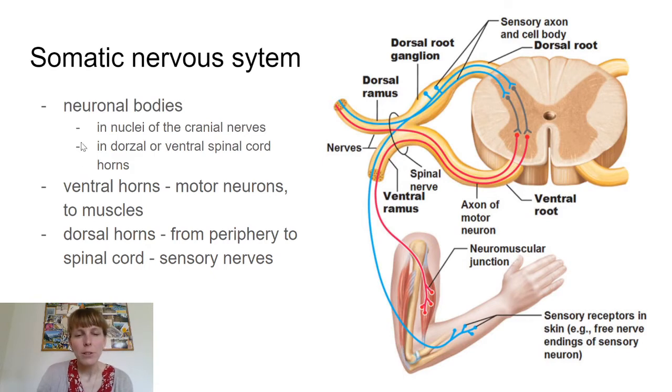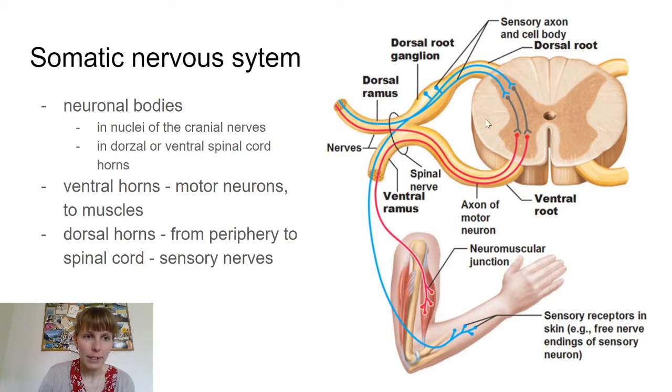In the somatic nervous system, we already saw the motoneurons sitting inside the spinal cord, but there are also cell bodies in a ganglion. We will not be looking at this one. You will be looking at it in the second year histology course. However, you should know that it exists.